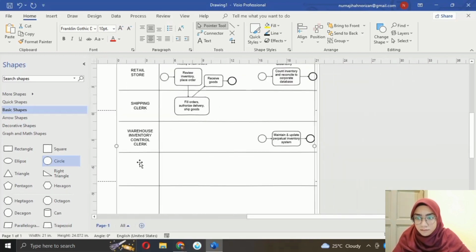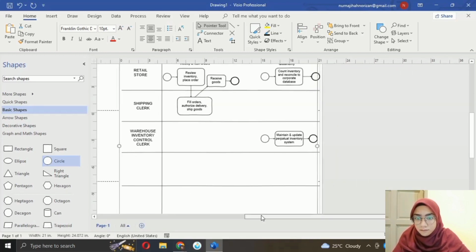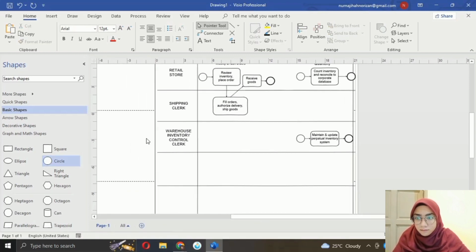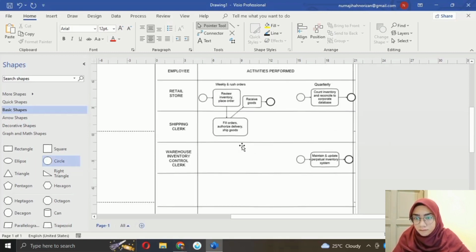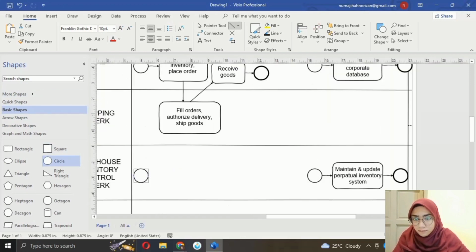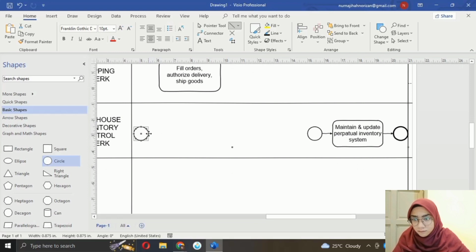Next is weekly and rush order purchase requisition. The system notifies the inventory control clerk when the quantity on hand for an item stored in the central warehouse falls below the designated reorder point and prepares a purchase requisition. The inventory control clerk adjusts the purchase requisition as needed, approves it, and forwards it to the purchasing department.